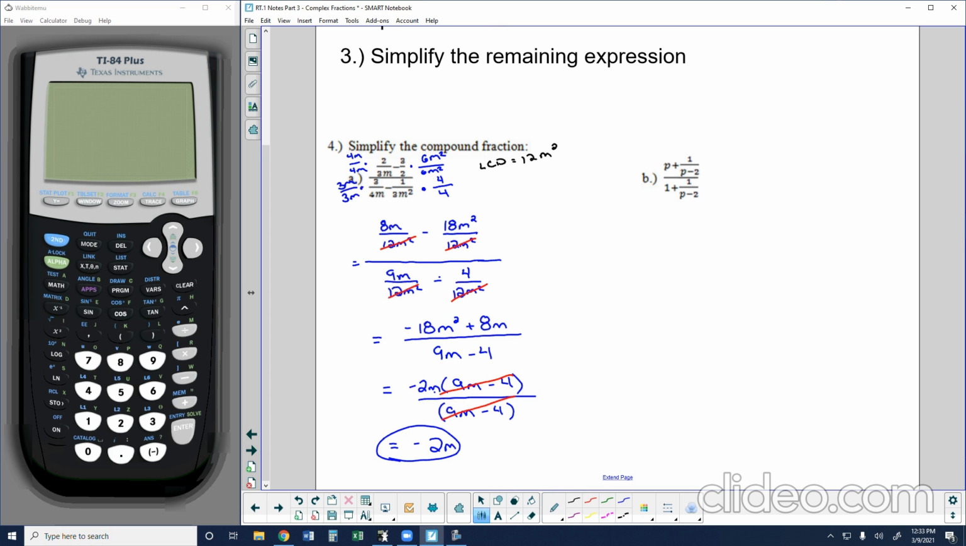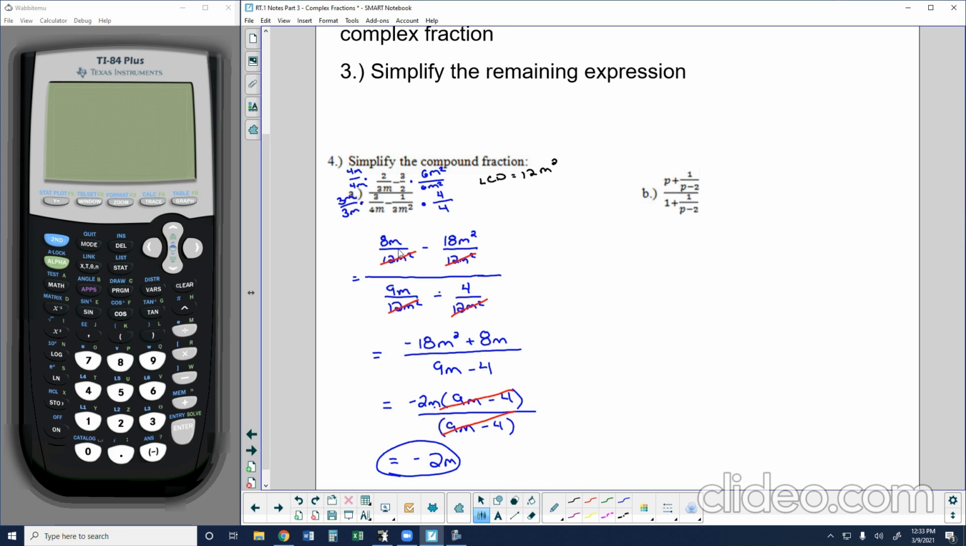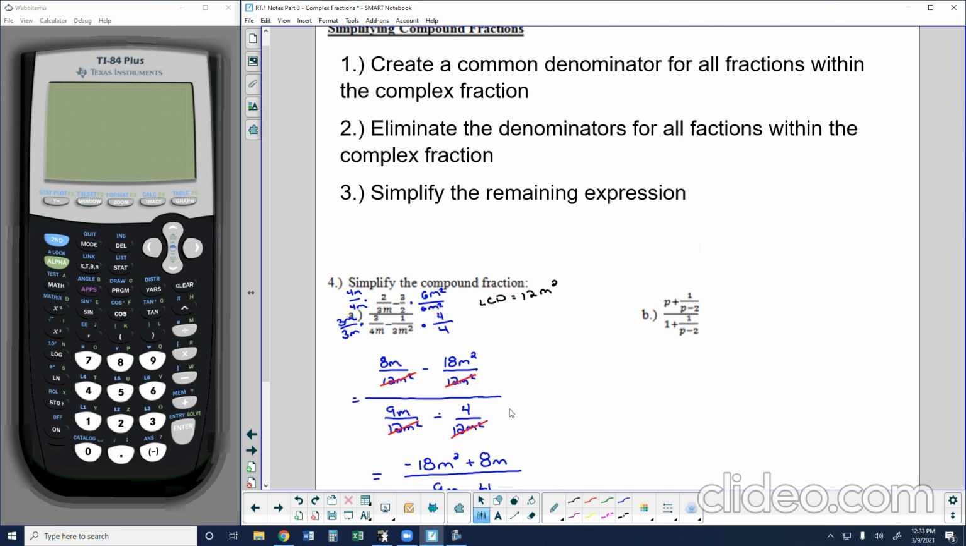So that complex fraction that looked really complicated when we originally saw it simplifies all the way down to negative 2m. So we can get to this by creating a common denominator for all fractions within the complex fraction, then eliminating those denominators, and then simplifying the remaining expression. Let's take a look at another example.